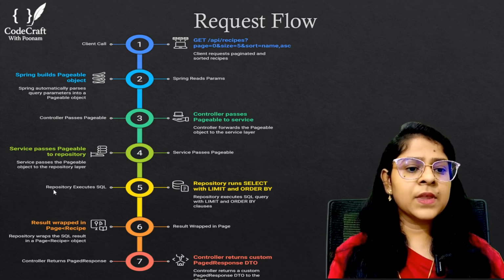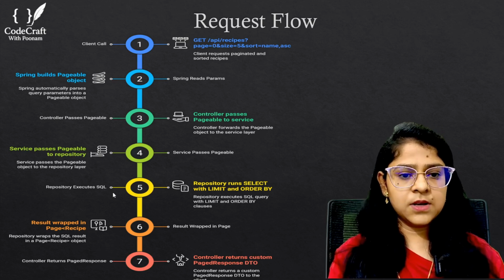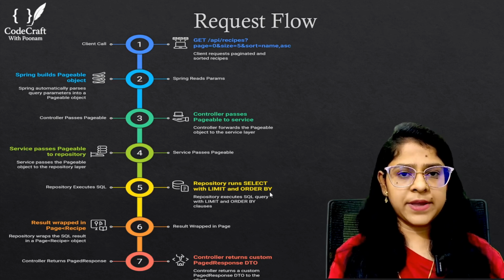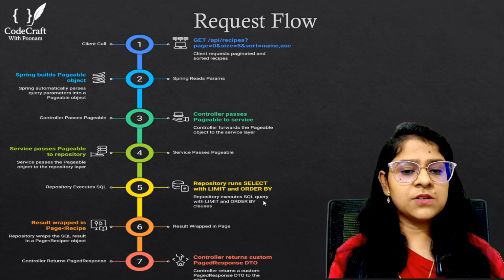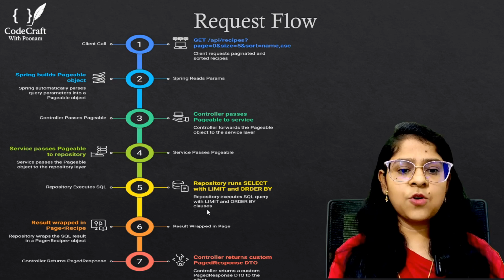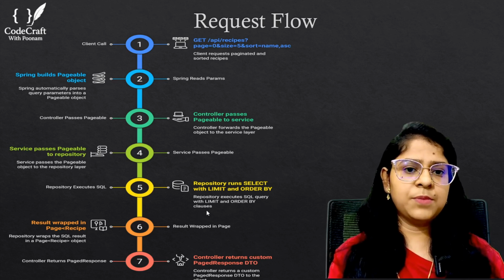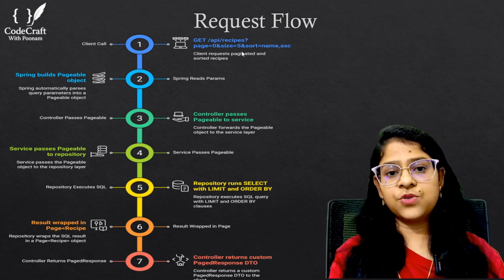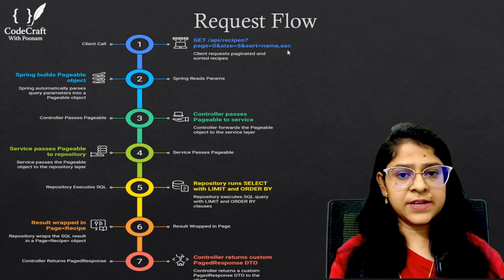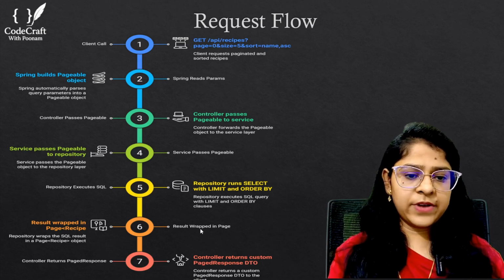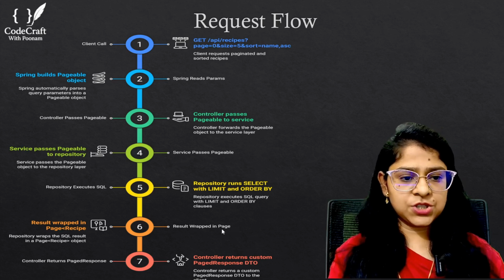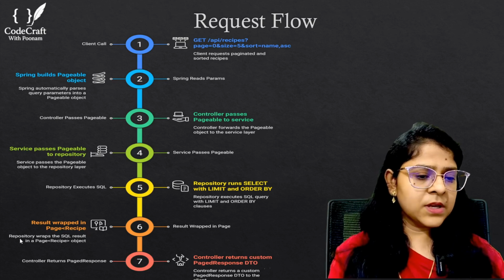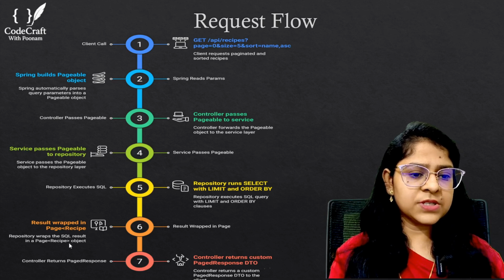And then the repository executes SQL. The repository runs select statements with limit and order by clauses. Why? Because we are mentioning page equal to 0, size equal to 5, and sorting based on the name in ascending order. Then the results are wrapped in Page<Recipe>. So your repository wraps the SQL result in a Page<Recipe> object.